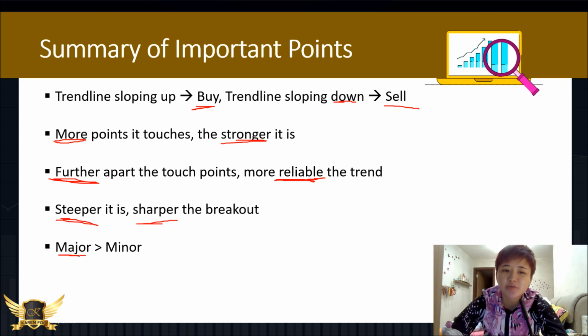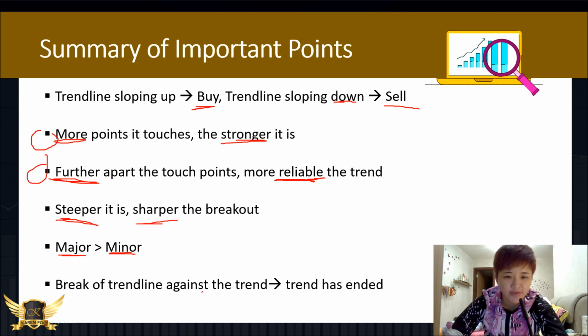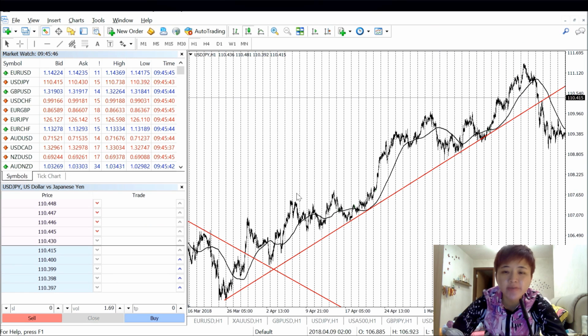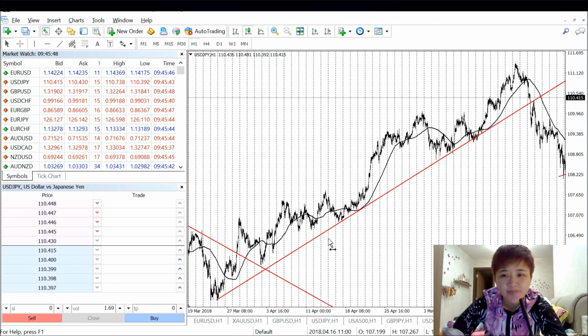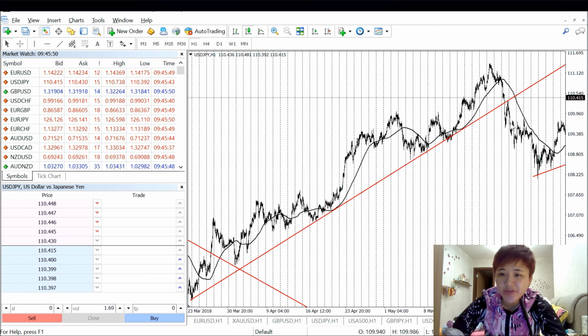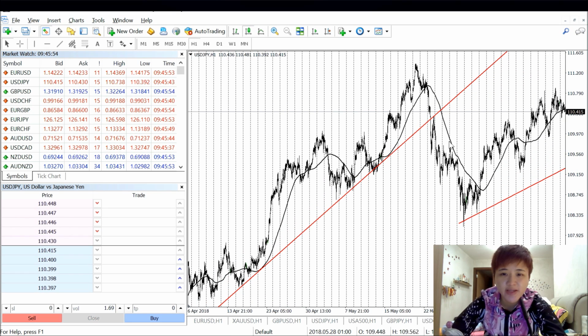Major trend lines are always stronger than minor trend lines. They are more significant than minor trend lines because of all of these reasons. Okay? When there's a breakout against the trend, it's an indication that the trend has ended. So if you're on a buy trade over here, if you're a trend follower, when the price breaks below this trend line, you better get out. Okay? You better get out.